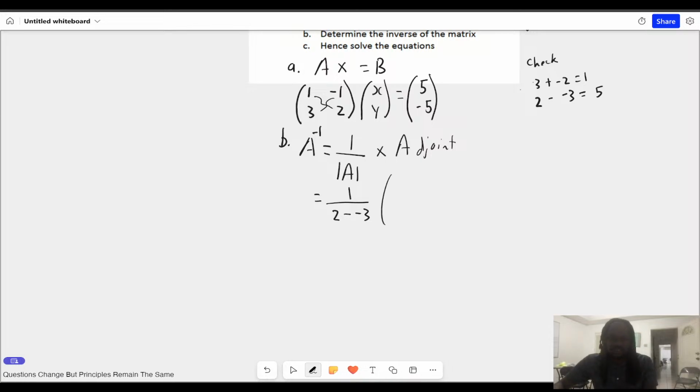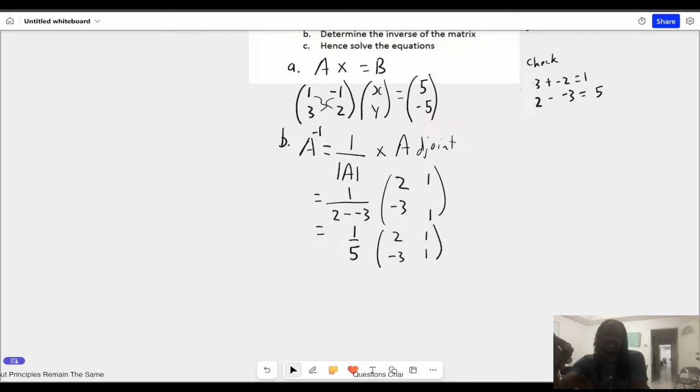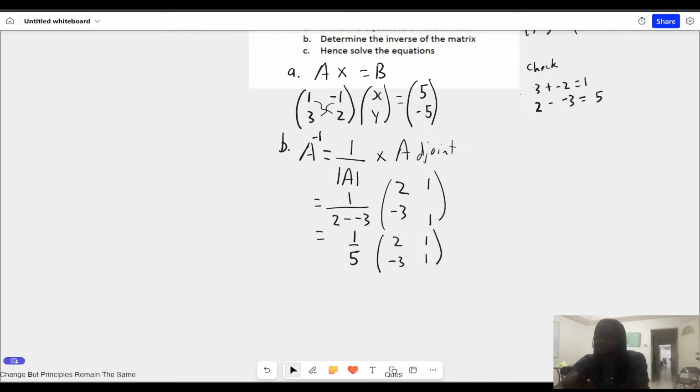Then what is my adjoint going to be? The 2 and the 1 interchange. Negative 1 becomes positive, positive 3 becomes negative. And then 2 plus 3, that's going to give me 5. So it's 1/5 of 2, 1, negative 3, 1. Again, leave the fraction on the outside.